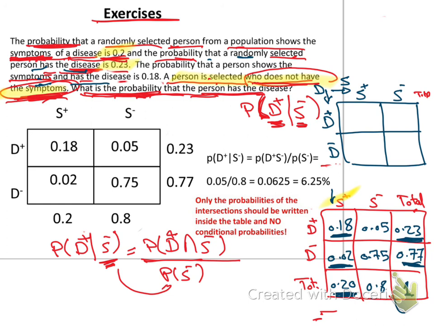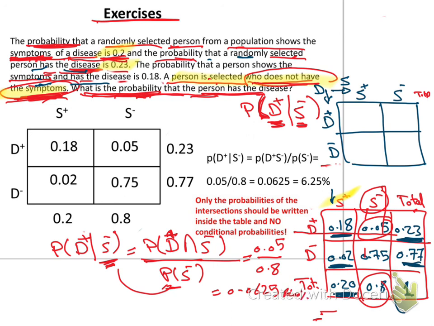So the probability of D positive intersect S negative is 0.05, this one, divided by the probability of S negative. S negative only means the total, 0.8, which will give us 0.0625. If we want to write it as a percentage, we multiply it by 100%, so it will be 6.25%.